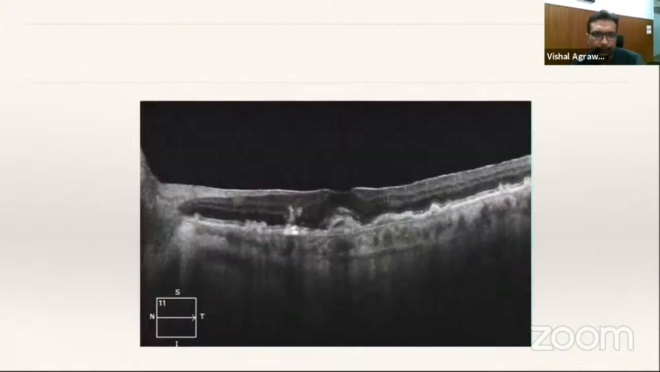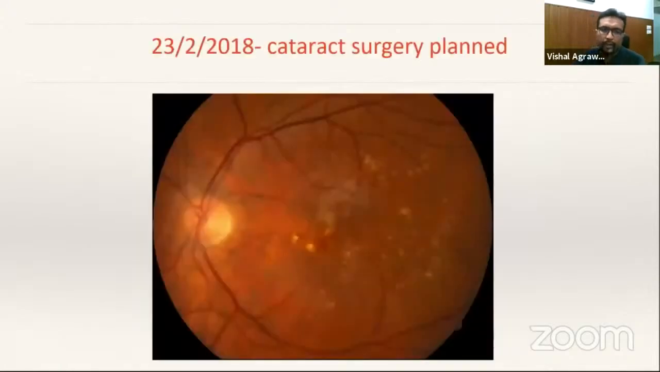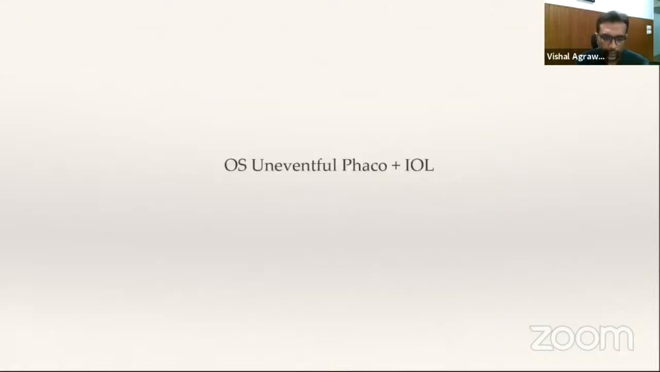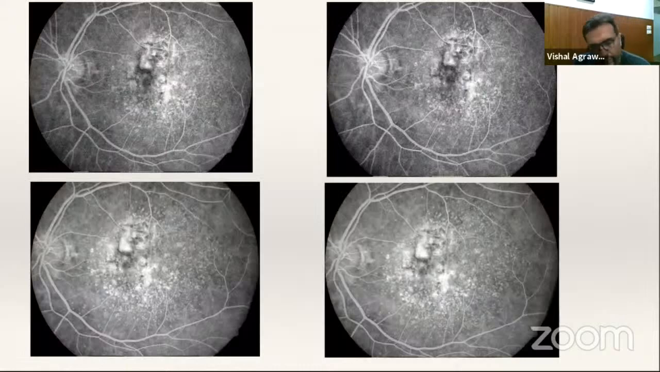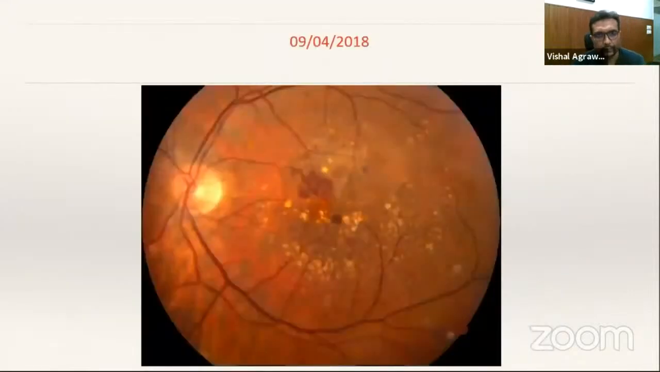2017 scans still the same. In 2018, the vision slightly dropped, and there was a slow progressive diminution of vision, and the cataract surgery was planned as the cataract had progressed. Before the cataract surgery, the left eye cataract surgery was done, uneventful phaco. And before the surgery, FFA was also done to rule out any possibility of any activity in the eye. As you can see, there's just staining of the old lesions of the drusen and of the scarred CNVM, but no activity as such.